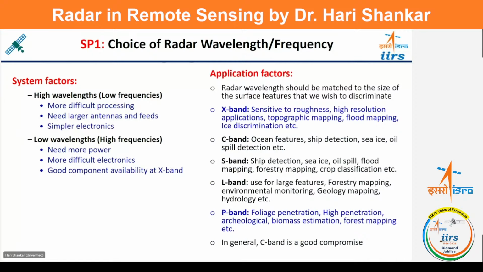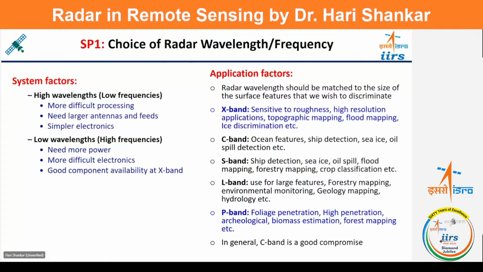So here are the different applications I have mentioned according to the X band, C band, S band, L band. Starting from ship detection, ocean features, sea ice, oil spill detection, many applications you can categorize, or you can select a particular wavelength for your particular application. Suppose you want archaeological analysis. For archaeological applications, P band is better. Biomass estimation, forest biomass estimation, again P band is better.